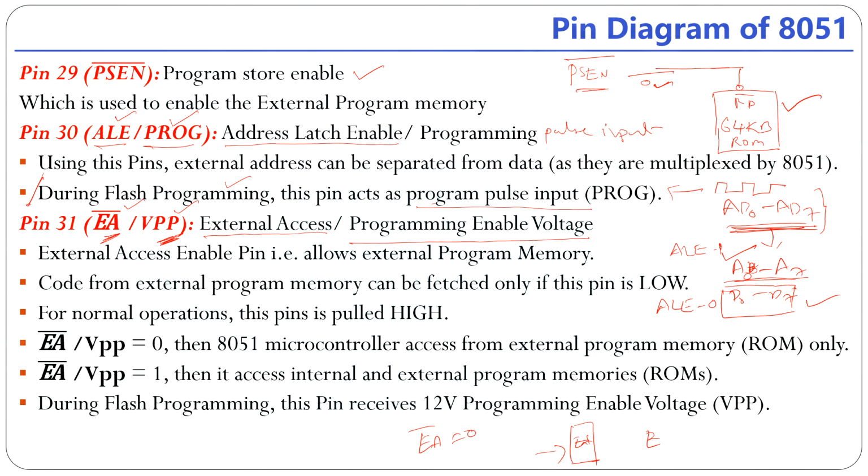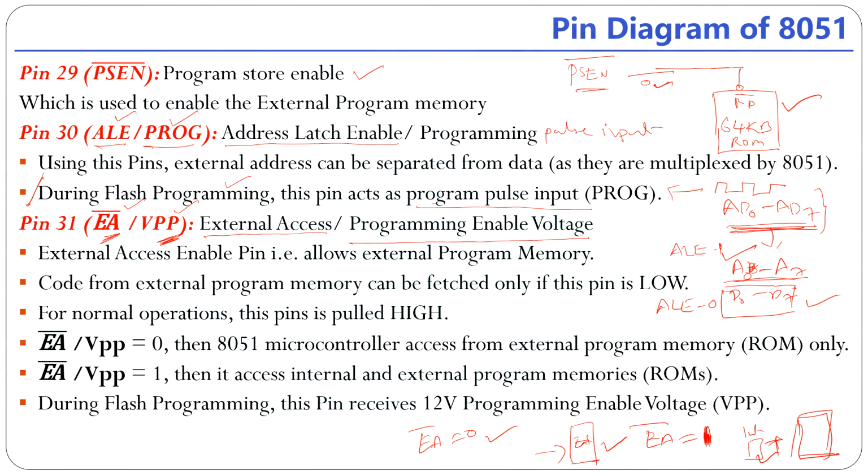When EA bar is connected to logic 1, meaning it is connected to 5 volts, then the 8051 uses internal memory as well as external memory. Whenever it is connected to logic 1, first it utilizes the internal memory, then it also utilizes the external memory. But in case EA bar is equal to 0, it completely uses only external memory.